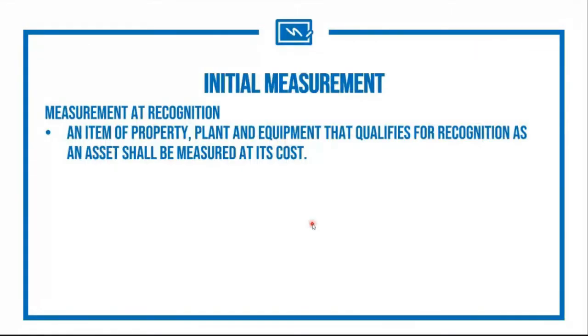Okay, so with that, we can now proceed with our initial measurement. So now that we are sure that the item that we are trying to account for covers your IAS 16 or our property, plant, and equipment, the next thing that you're going to do now is to measure it. So the question there is, how are we going to measure our property, plant, and equipment? And the answer there is, it depends on whether we are talking about initial or subsequent measurements. So of course, during initial measurement, the standard specifically says that we are supposed to measure initially the property, plant, and equipment at cost. Okay?